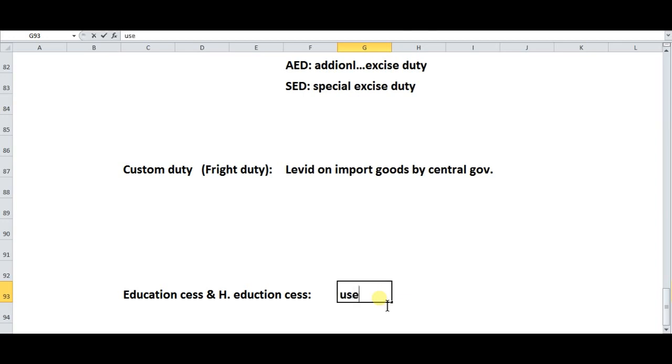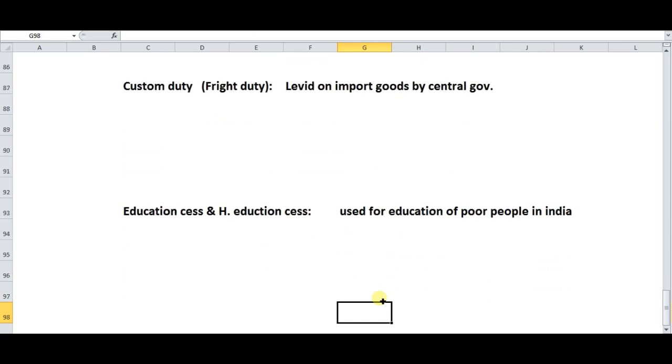Education cess is used for education of poor people in India. Either goods import or exports, manufacturers definitely need to pay the education cess and higher education cess.